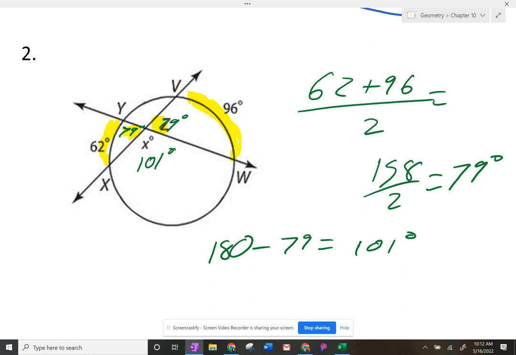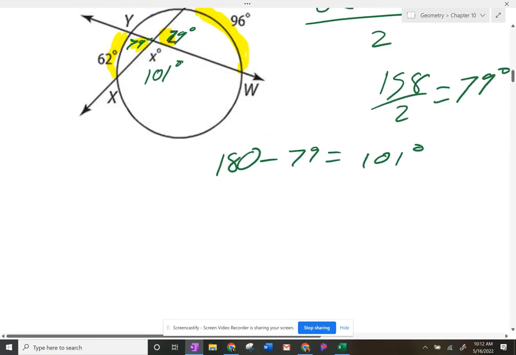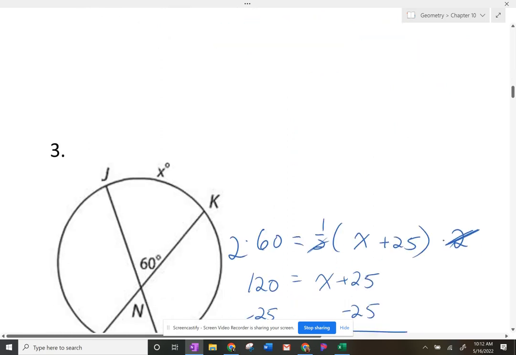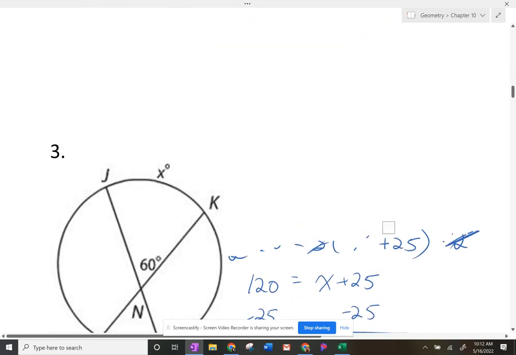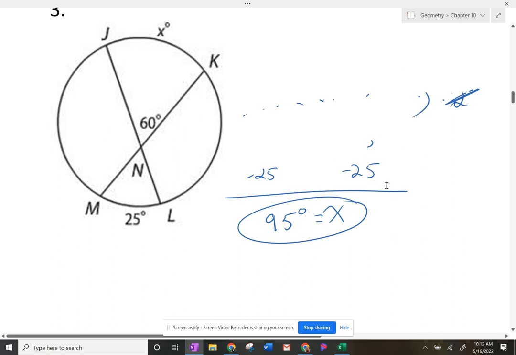Feeling okay? I'm trying to figure out what happened with all the stuff I erased.